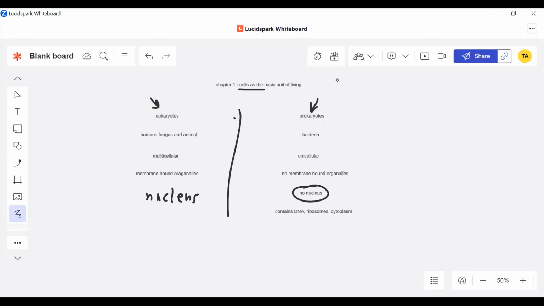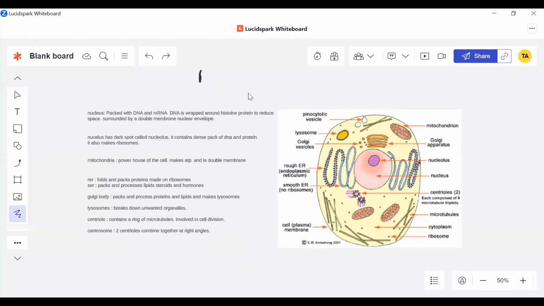And finally, all prokaryotes have DNA, ribosomes, and cytoplasm. No matter what type of cell the prokaryote is, all of the prokaryotic cells will contain these three things. And this is a very popular question they can ask you. So they have DNA, they have ribosomes, and they have cytoplasm. All of this I'll explain later on. So these are the few differences that you need to know. And now we move on to the different types of organelles.